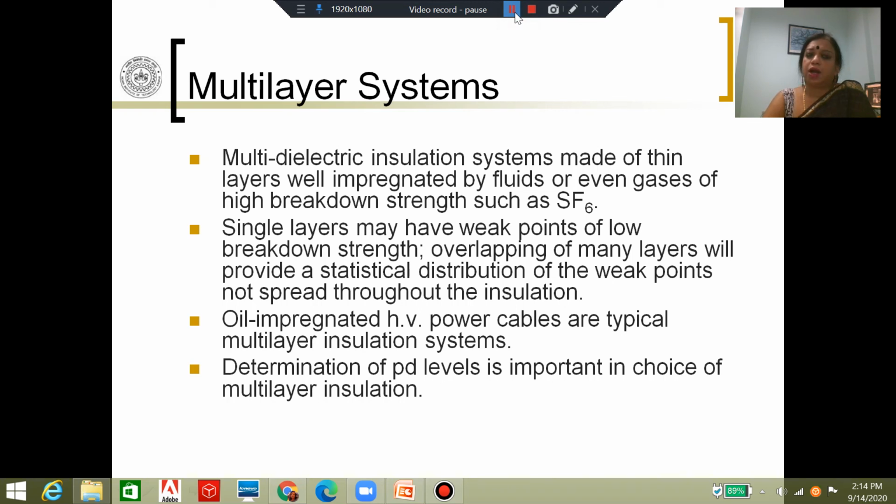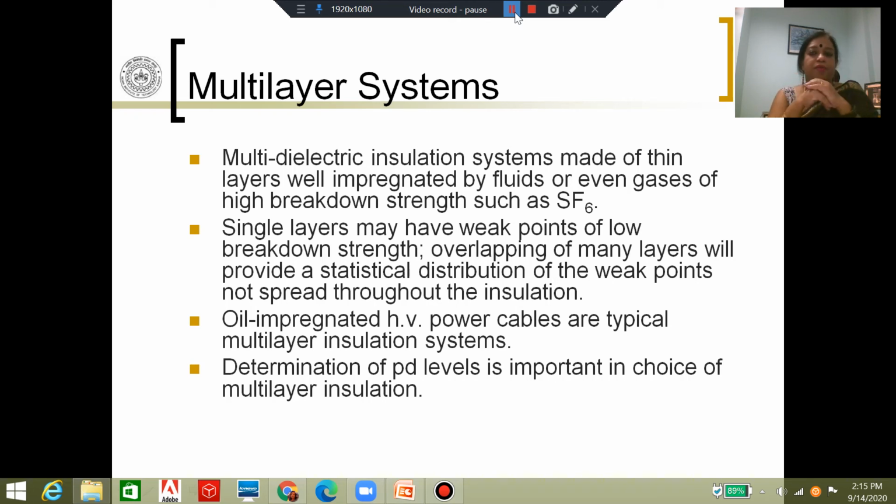So we have so far only considered multi-layer systems. Multi-layer systems are one kind of composite insulation that we do use frequently. There are other kinds of composite insulation which we will discuss later. Multi-layer insulation systems are multi-dielectric insulation systems made of thin layers, and these thin layers may be well impregnated by fluids or even gases of high breakdown strength.